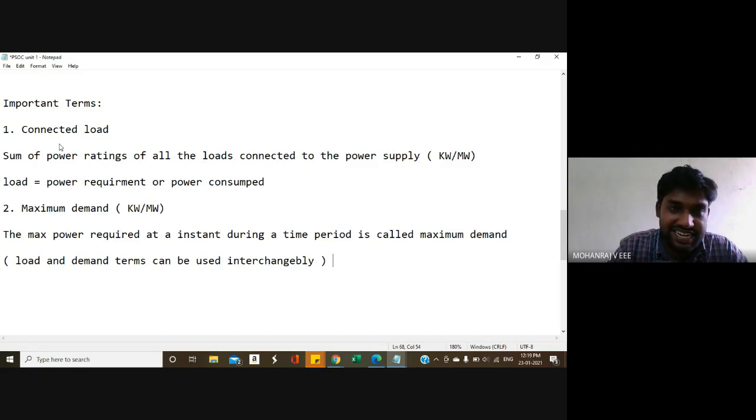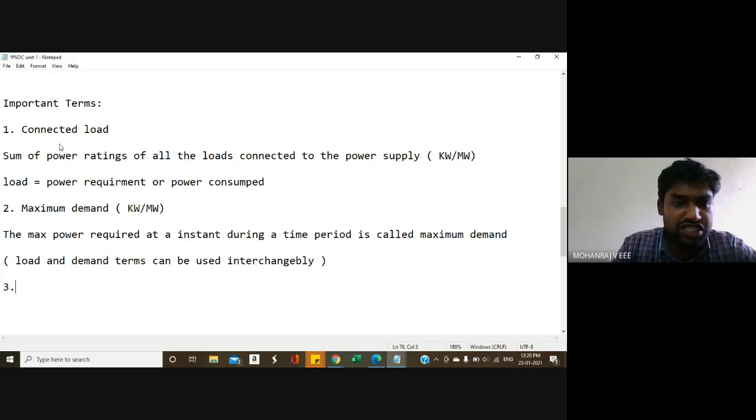Hope you understand. I will reiterate. At 6 a.m. the power demand, or load, is 1000 kilowatts. At 12 p.m. the power demand is 10,000 kilowatts. At 6 p.m. it is 4,000 kilowatts. So for this given time period, the maximum demand is 10,000 kilowatts, which occurs at 12 p.m. That is your maximum demand.